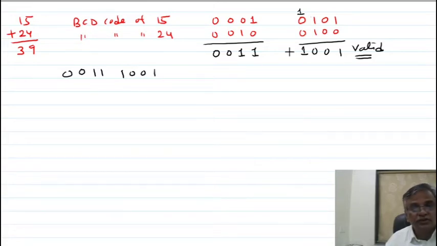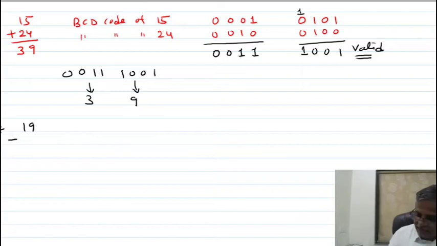You have to see both the results. Both the results should have a valid code. So it is a valid code. I am writing, this is your answer, this is 3 and this is your 9. Next, 19 plus 22. The result is 41. So let us check. The BCD codes for 19 I am writing.